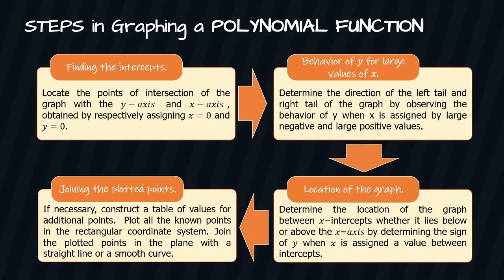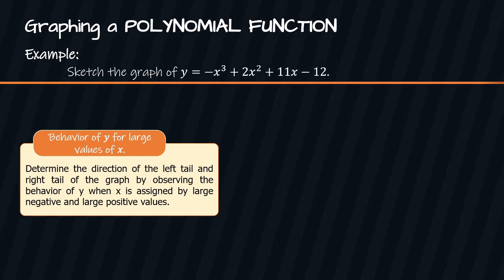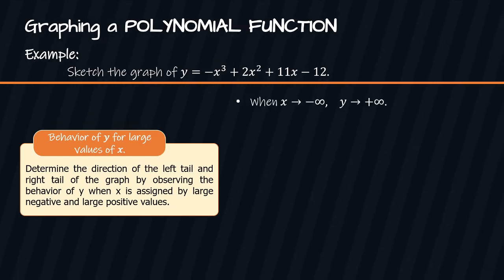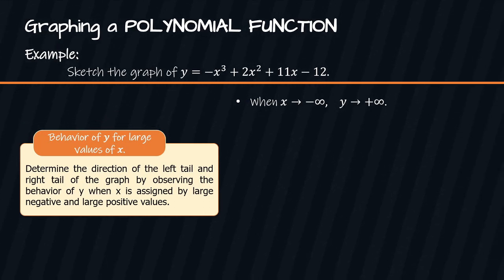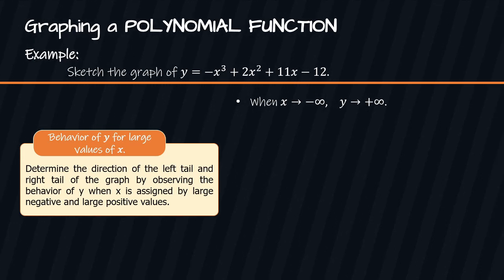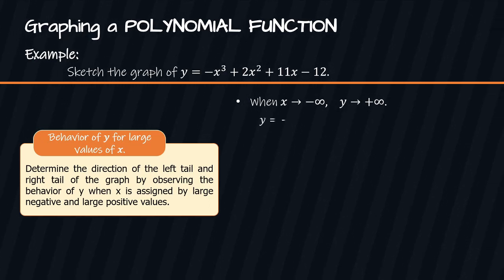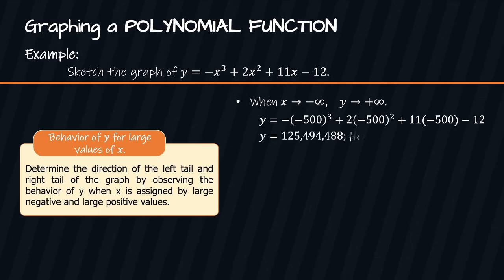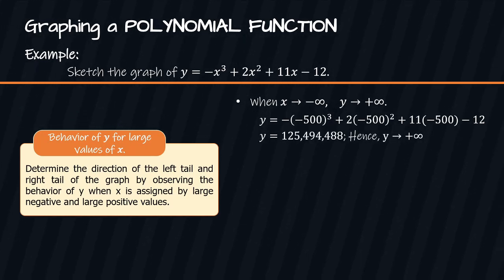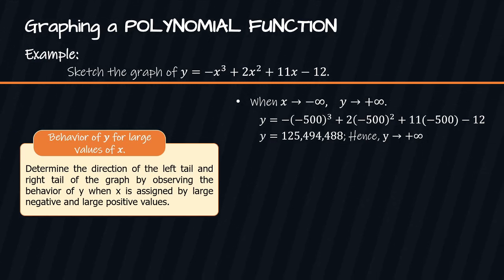We now proceed to the next step, that is the behavior of y for large values of x. So how do we do this one? When x approaches -infinity, y approaches +infinity. But how? We just assign large negative values to our x. So to start with, we have -500. So that is equal to a positive number. Therefore, when x approaches -infinity, y approaches +infinity.